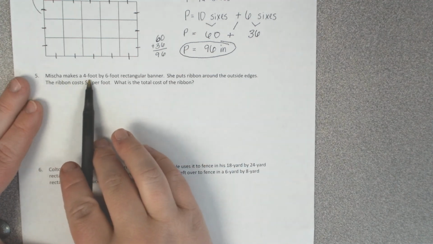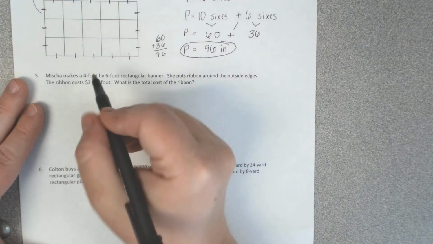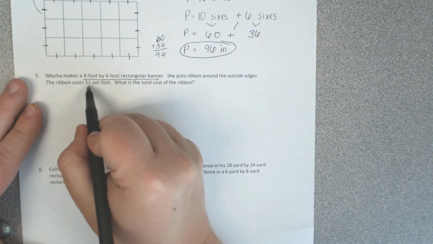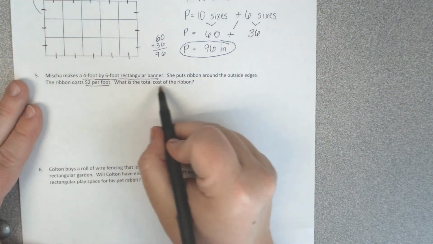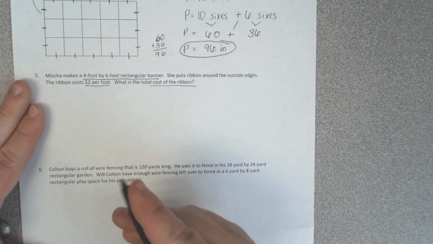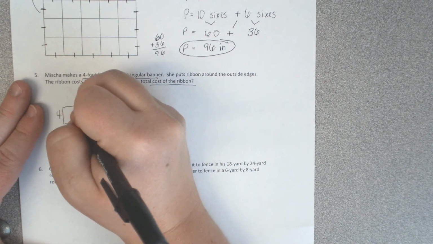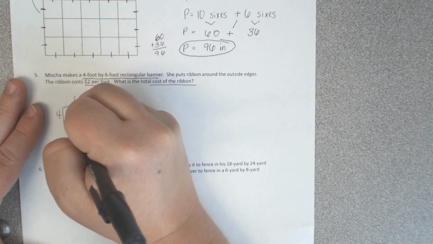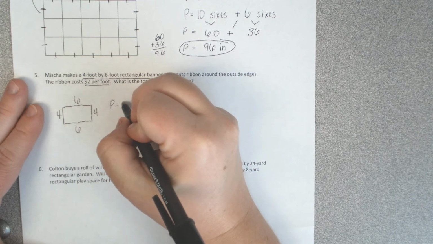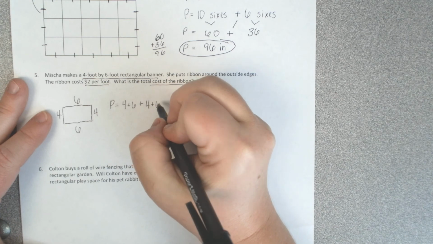Mishka makes a 4 foot by 6 foot rectangular banner, okay? She puts a ribbon around the outside edges. The ribbon costs $2 per foot. What's the total cost of the ribbon? So we're looking for the total cost of the ribbon. So the first thing that I want to do, I want to draw my rectangle, my 4 by 6, okay?